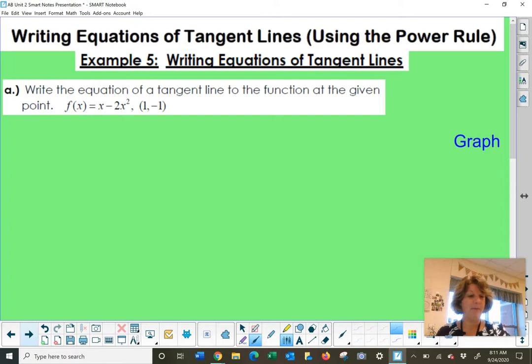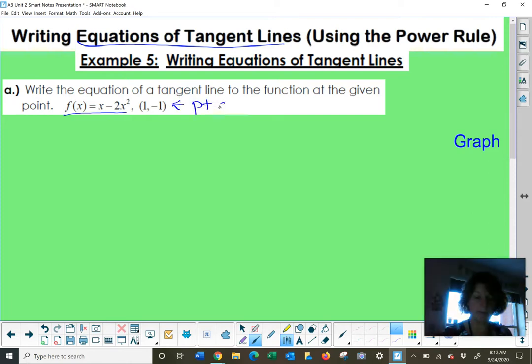When we flip to the back side of these notes, we are writing the equations of the tangent line. Such an important skill to know in AP Calculus. So we're going to write the equation of the tangent line to the given function. And my function is just 2 terms, and then they give me the point of tangency.